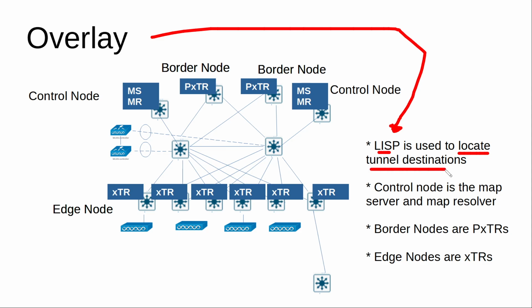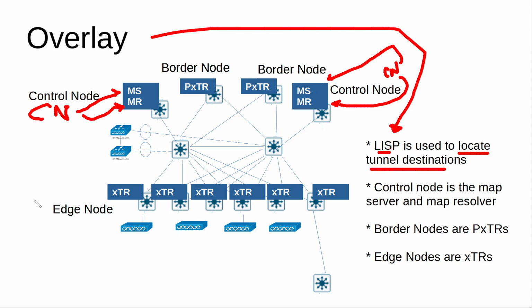If you already know LISP, and you should, you just have to know that, for instance, the control node performs the roles of being the map server and map resolver for this network. So remember that the control node performs the functions of a map server and a map resolver. In a normal LISP network, these functions can be divided in separate devices. For SD-Access, the control node will perform both functions in the same device.